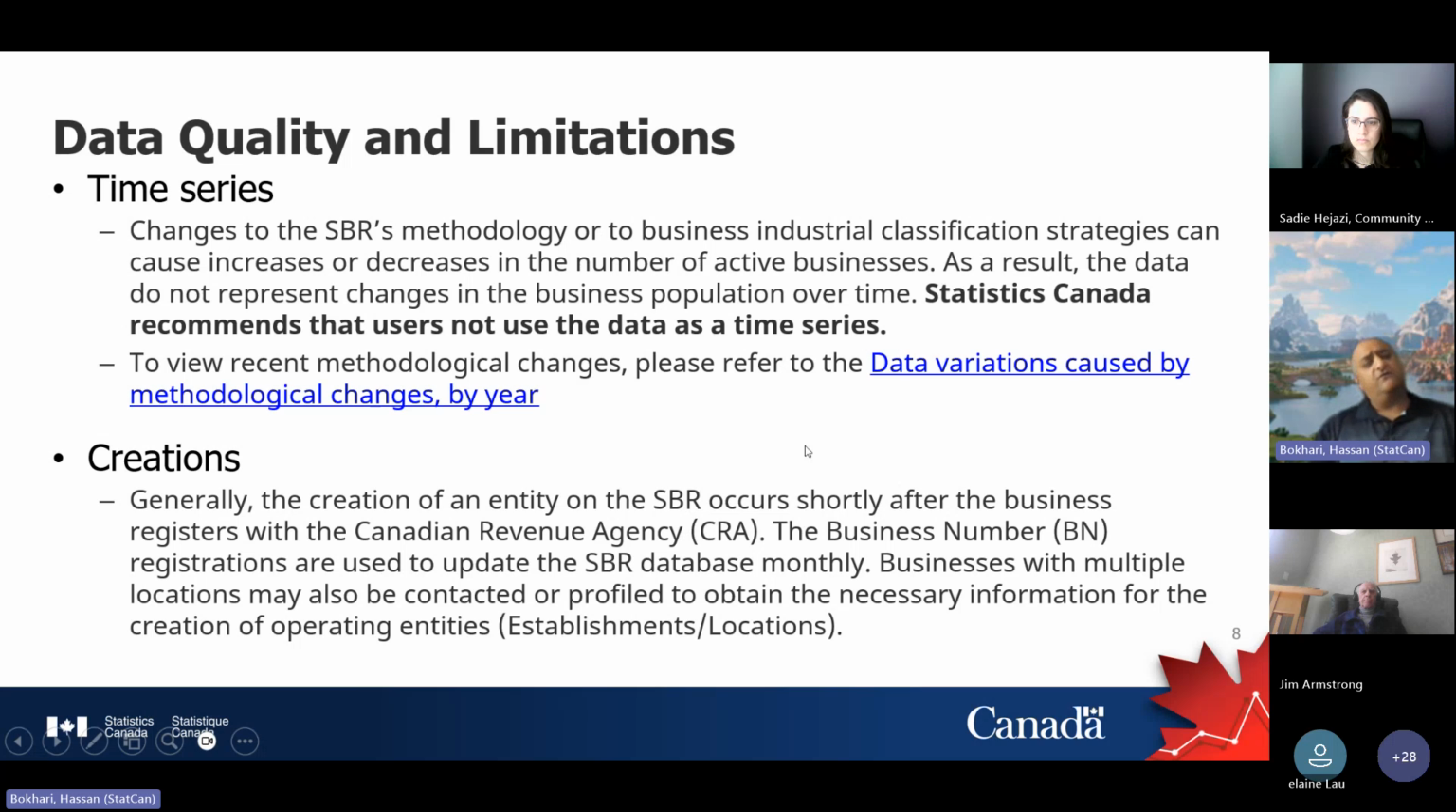All right, so, although our base is really good and very useful for many people across the country, there are data quality limitations. So one of the biggest things is the time series. The business register is not longitudinal. The reason is the changes to the SBR methodology or to business industry classification strategies can cause increases or decreases in the number of active businesses. As a result, the data does not represent changes in the business population over time. Statistics Canada recommends that users not use the data as a time series for that reason.